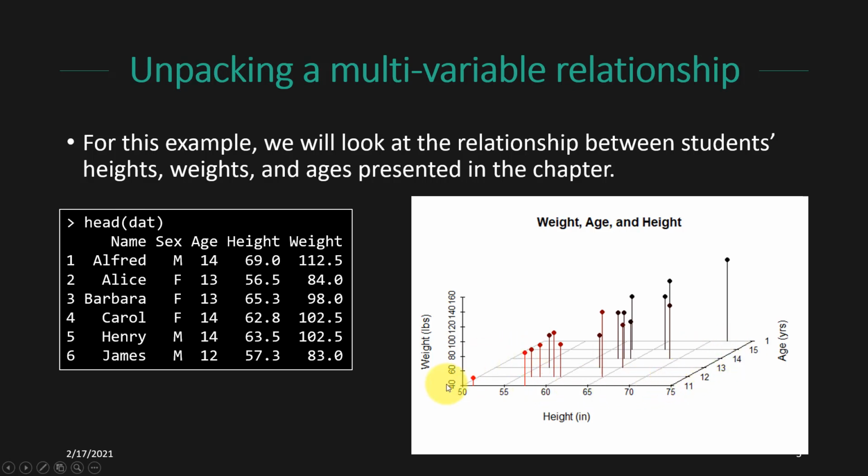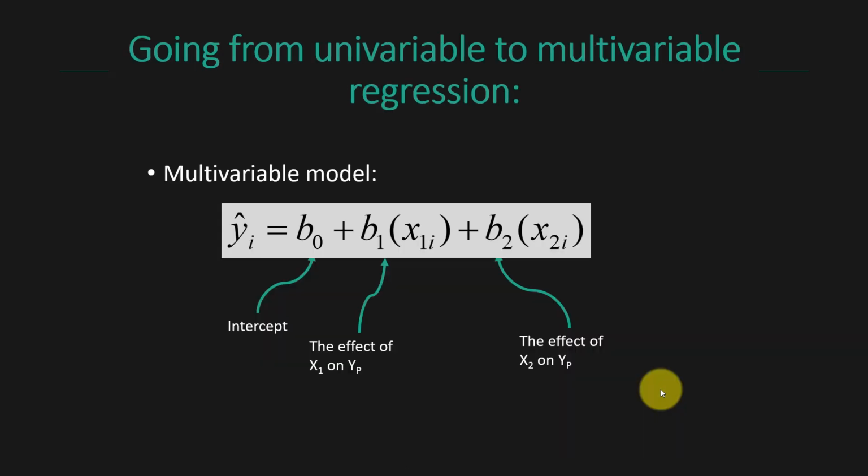You can see that as students get taller, their weight goes up. Also, as students get older, their weight goes up. But importantly, there's also a relationship between our two x variables: as students get older, they also get taller. So there are positive relationships among all three of these variables that we have to take into account.